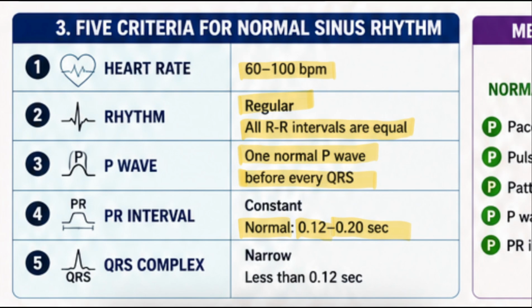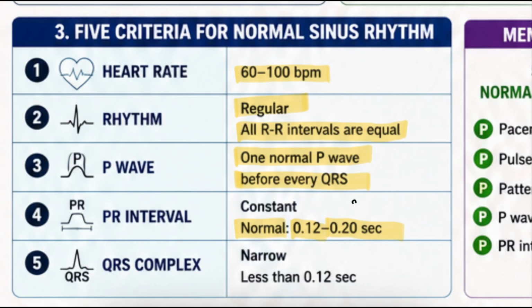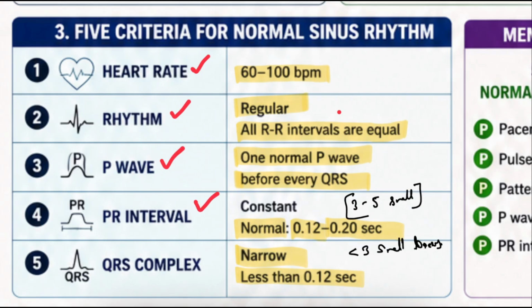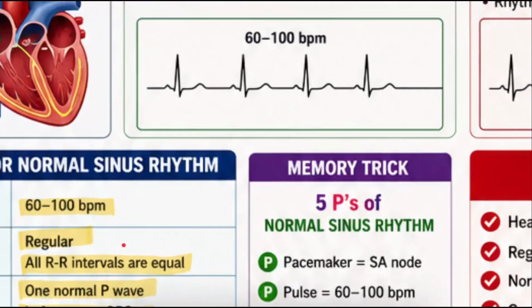That means in the PR interval we have to see around 3 to 5 small boxes. So that is the PR interval we have to check. Next, the QRS complex. The QRS complex must be narrow and less than 0.12 seconds, meaning less than 3 small boxes. These are very important. This is the main criteria for finding normal sinus rhythm: heart rate, rhythm, P wave, PR interval, and QRS complex.